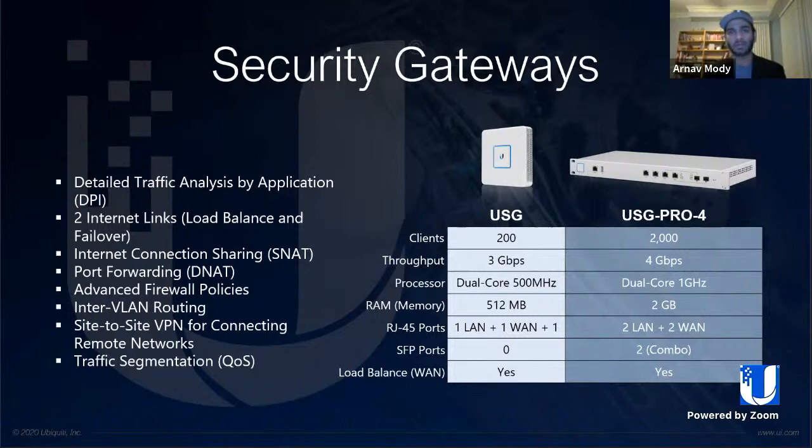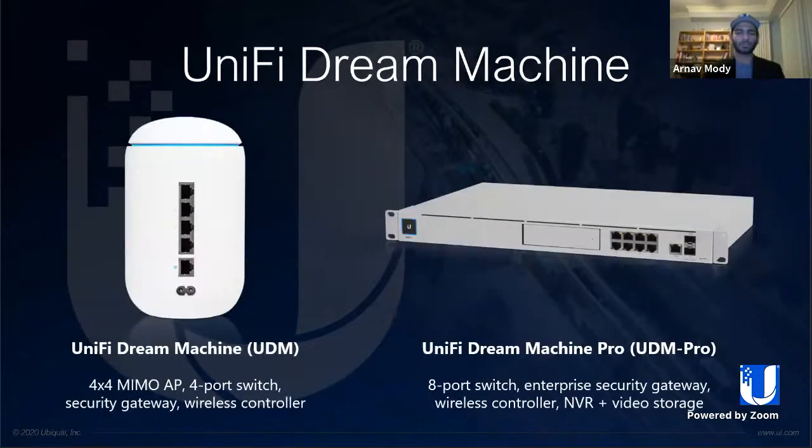Again, it depends on the number of users and clients you're expecting. If it's a smaller network, the USG generally works okay. If it's a larger network, you would want to go for the USG Pro 4, or we're going to talk about the UDM Pro soon, the UniFi Dream Machine Pro, and that also has a security gateway in it. So we'll talk a bit about what that is in the next slide.